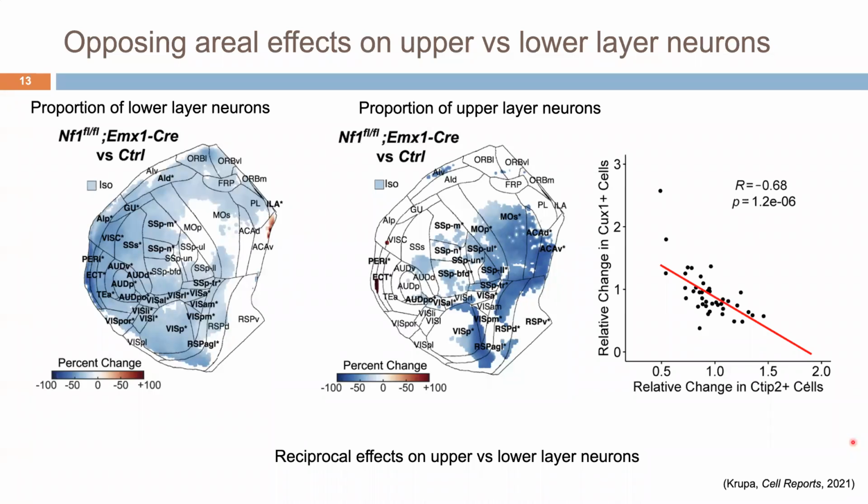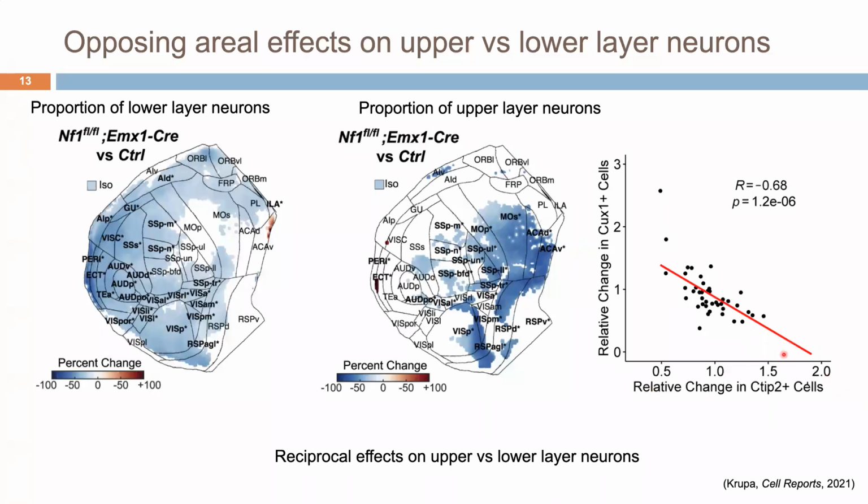We found a very interesting set of areal differences in the NF1 cortex. There was a depletion in the proportion of upper layer neurons in more medial regions of the NF1 conditional knockout as compared to wild type. There was also a decrease in lower layer neurons in more lateral regions of the NF1 conditional knockout as compared to the wild type. So there seems to be a reciprocal change across the cortex where depletion in the proportion of upper layer neurons is associated with increase in lower layer neurons.